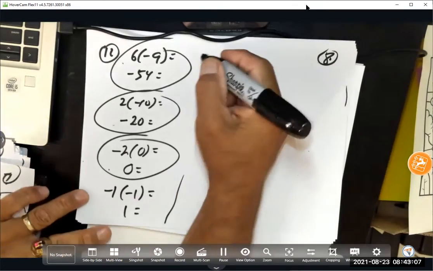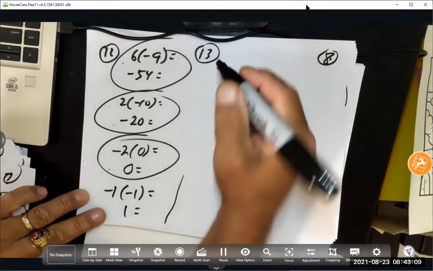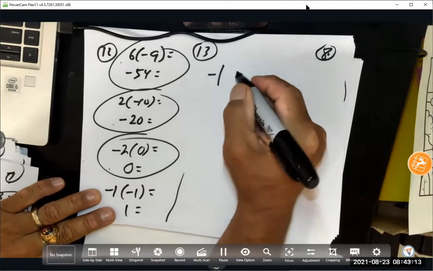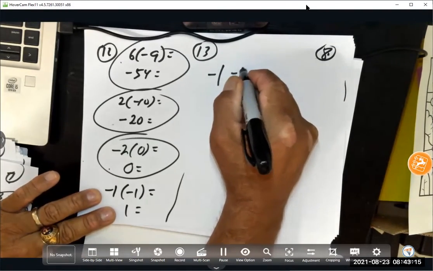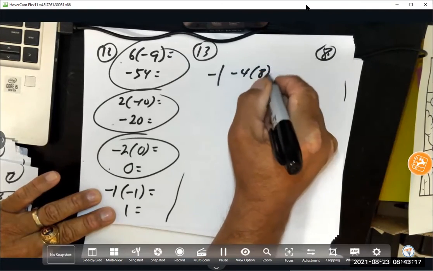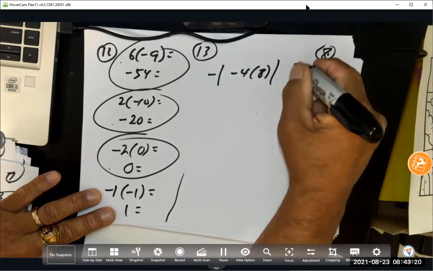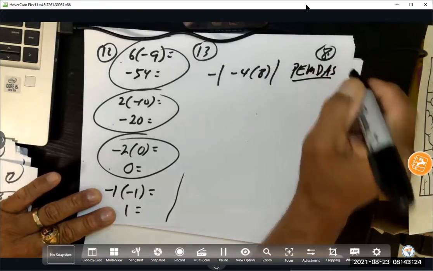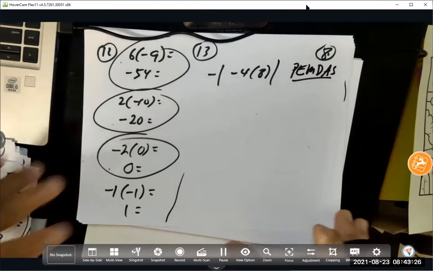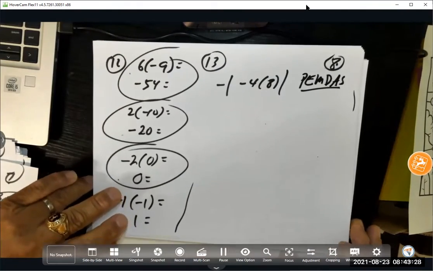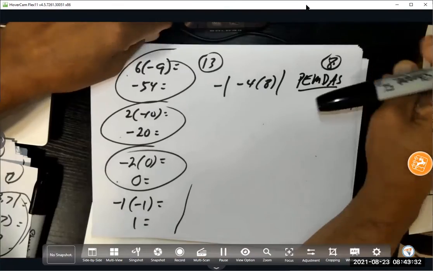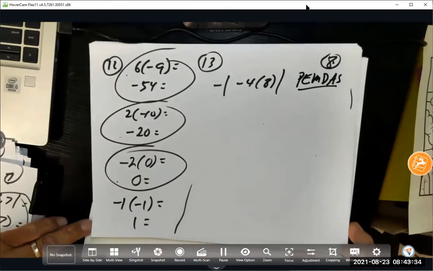I'm going to say yes, you have skills. Number 13. Ready? It says you have the negative absolute value of negative 4 times 8. Okay, so let me tell you this thing here: PEMDAS. Please Excuse My Dear Aunt Sally, or parentheses, exponents, multiply, divide, add, subtract. That's what it means. Okay? All right. So now this is the way we do this right here.